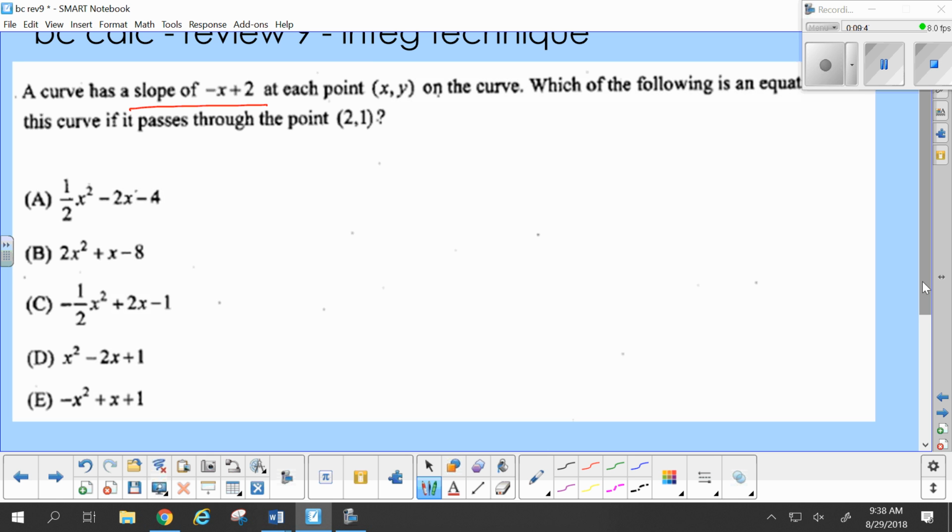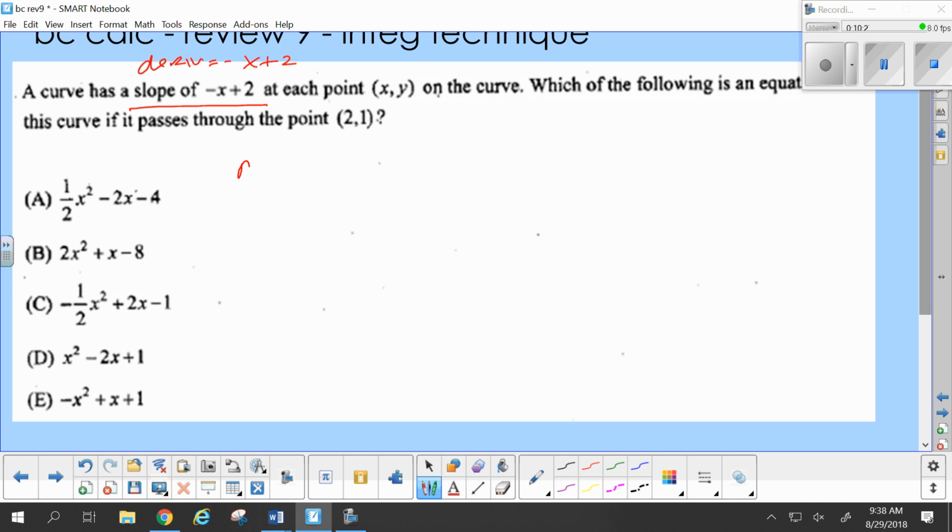Whose derivative is negative x plus 2? This guy, if it has a slope of negative x plus 2, doesn't that mean its derivative equals negative x plus 2? Well, that derivative would be x minus 2, that's a no. That guy's derivative would be 4x plus 1, that's a no. Negative x plus 2, that's a possibility. 2x minus 2, that's a possibility. And negative 2x plus 1, I'm sorry, that's not a possibility. And this guy, negative 2x. So you can actually do this just by taking derivatives of the choices, and that would be pretty quick, right?